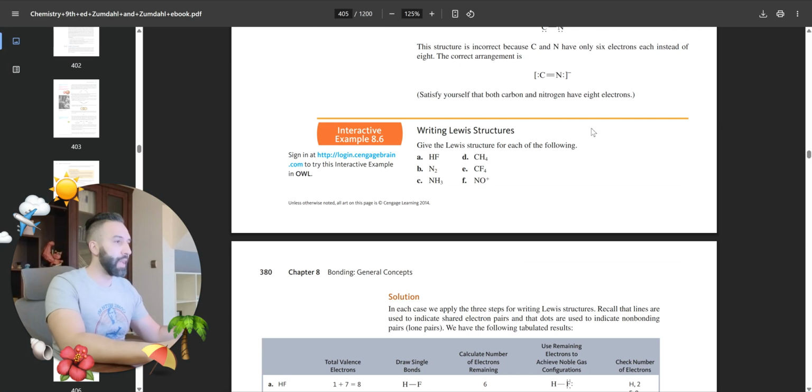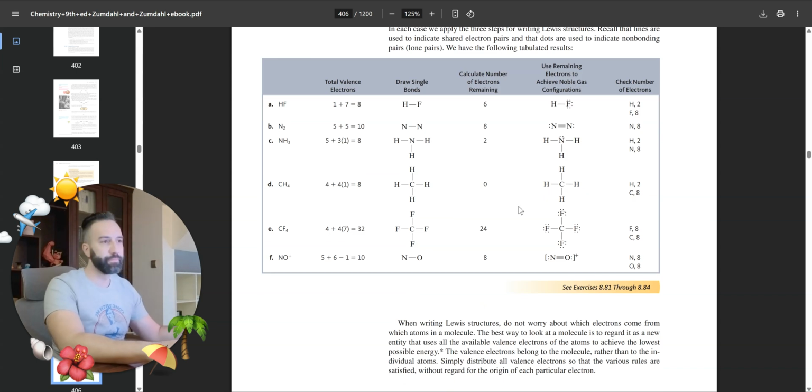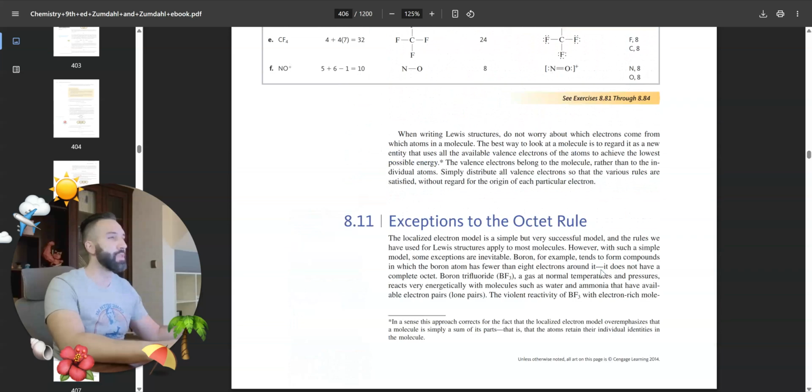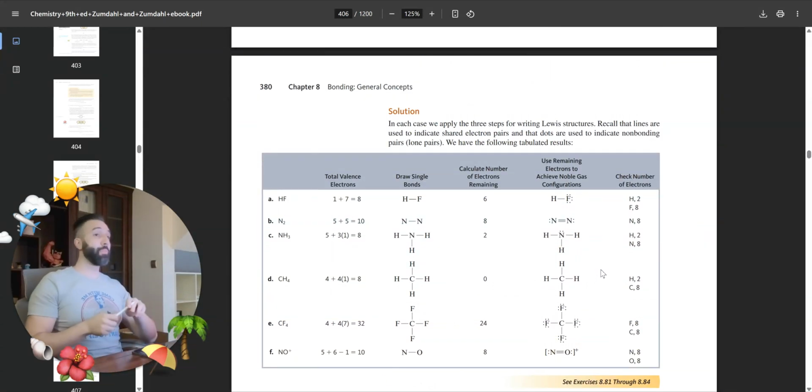You have other examples of Lewis formulas here, and I will give you some of these. I will ask you to do some of these just to practice. This is really important for what we're going to do later. Sorry for the long video, and good luck.